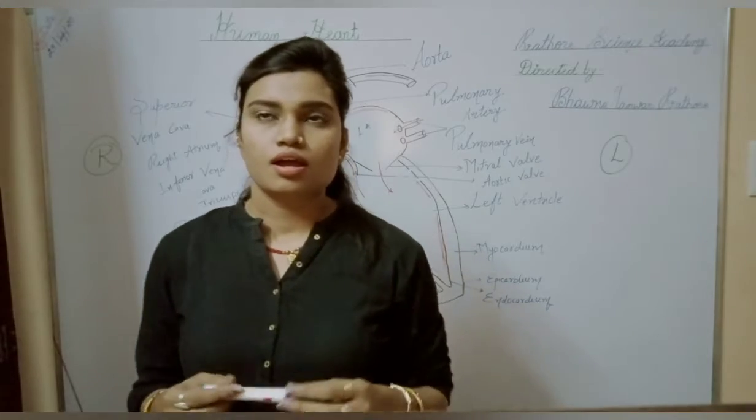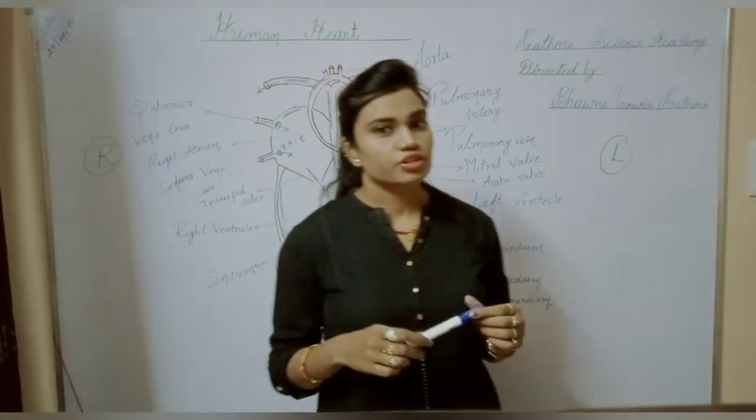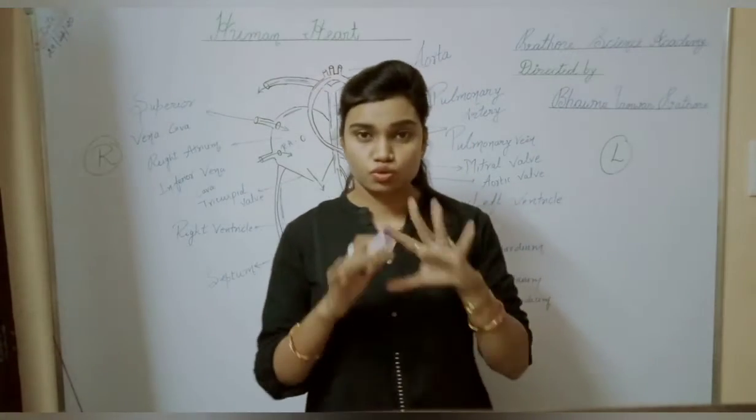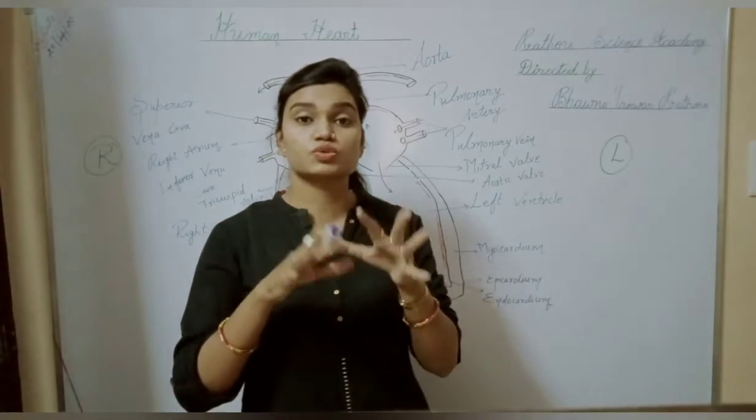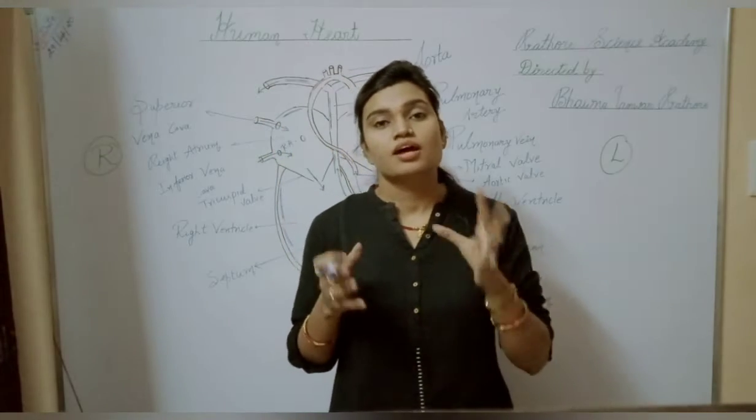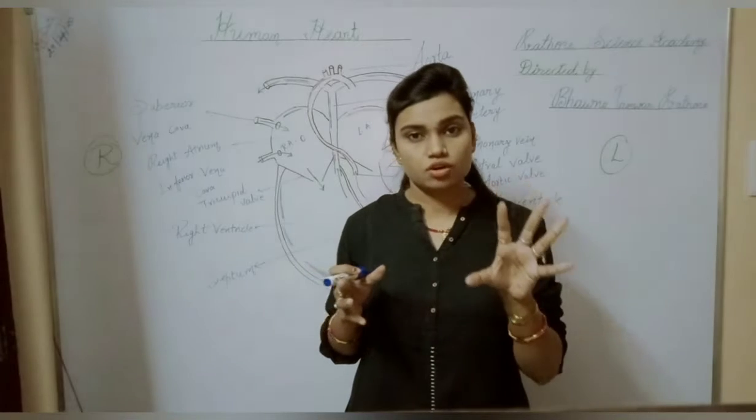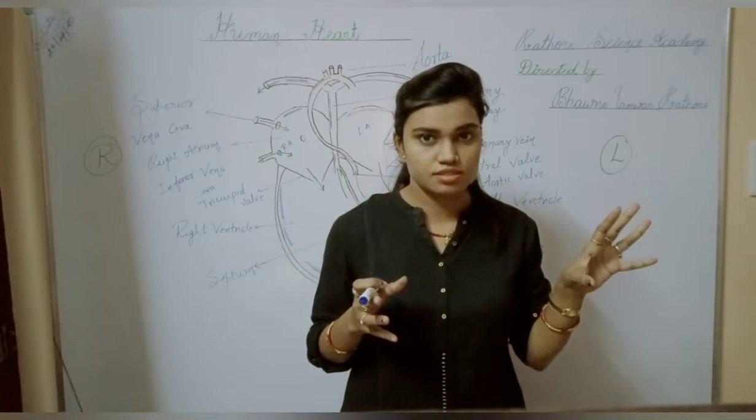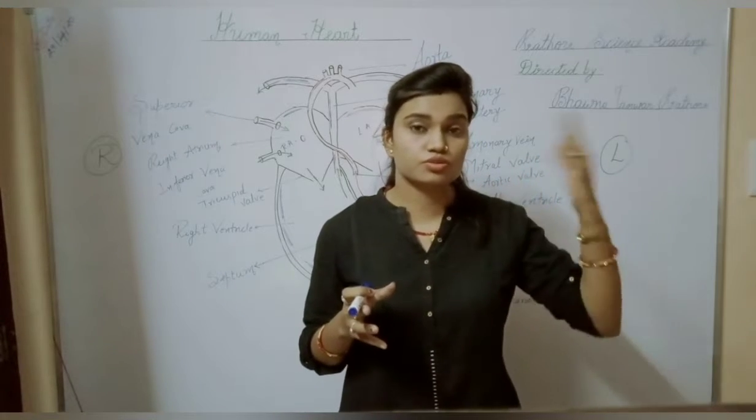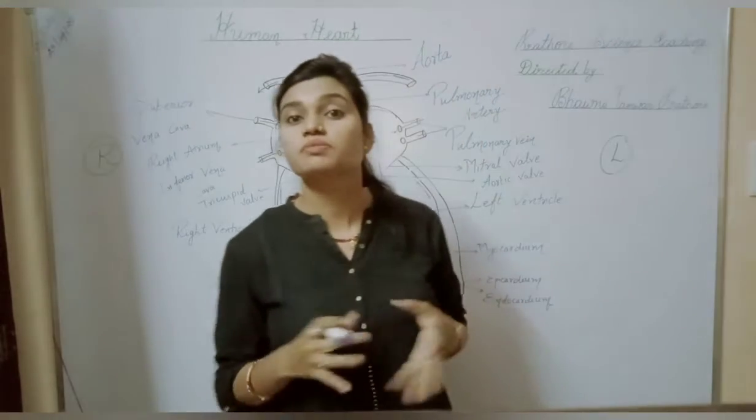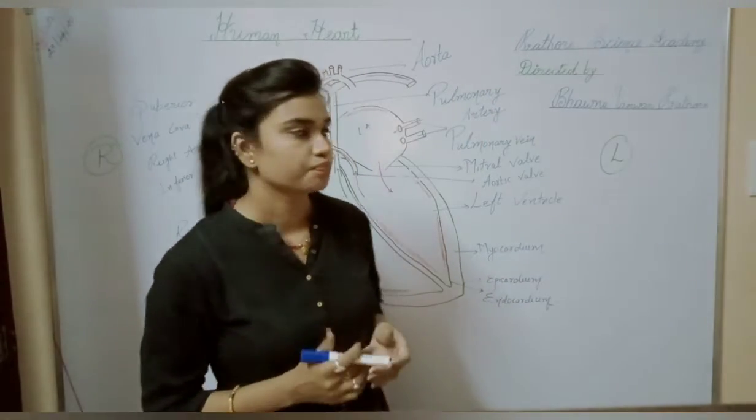If we talk about the definition of human heart, it is a closed organ made up of muscular tissues, which is specifically called cardiac muscles. Cardiac means related to heart, and the heart is made up of cardiac muscles.